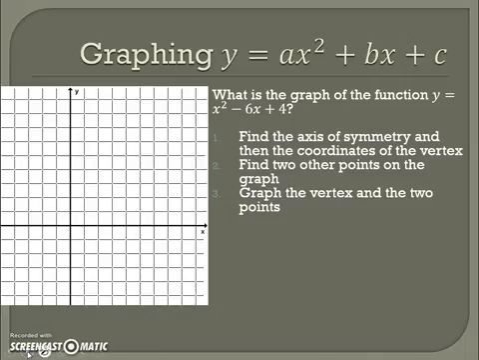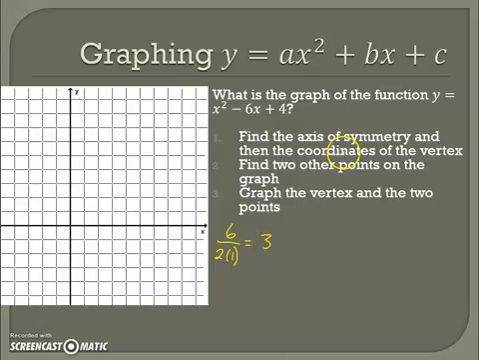All right, so what is the graph of the function y equals x squared minus 6x plus 4? So I wrote out some directions for you here to follow. The first part says find the axis of symmetry. So we'll do that first. I want negative b, the opposite of b, which is going to be 6, over 2 times a, which is 2 times 1. And that equals 6 divided by 2. So 3 is the x-coordinate.